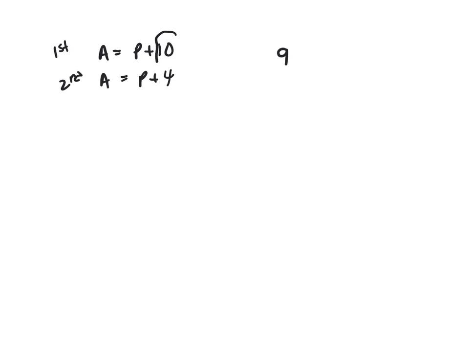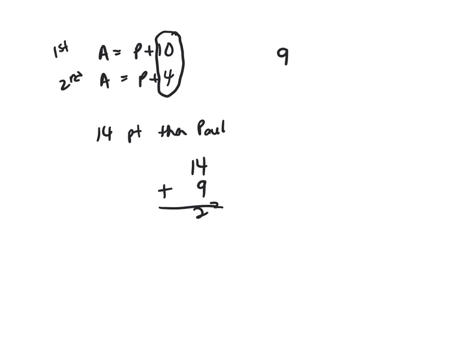And then here, she has scored 14 points more than Paul. But it says Paul's score on the third test was how many points higher than Ada's score. So it had to be 14 plus 9, or 23 points, for him to get those points back.